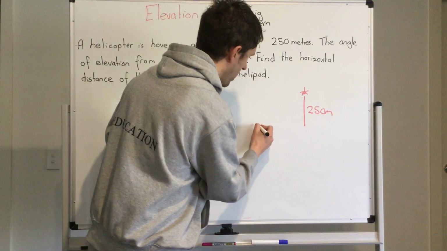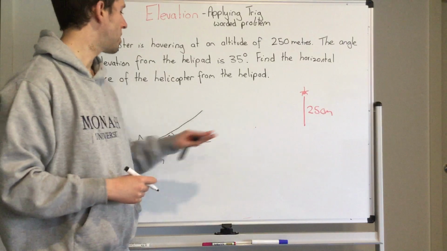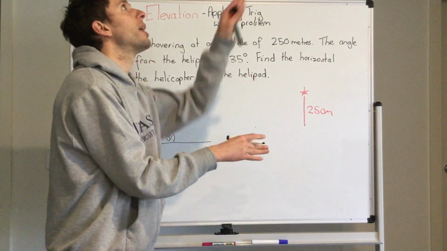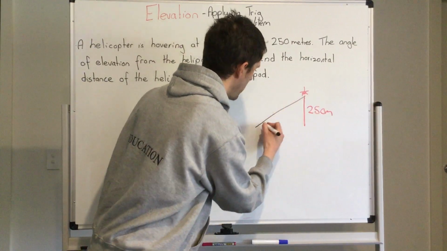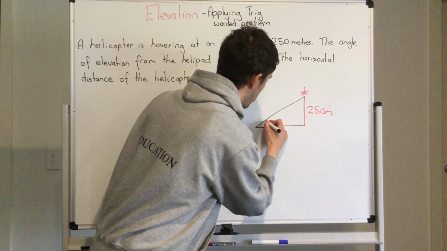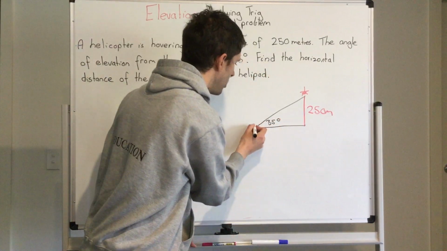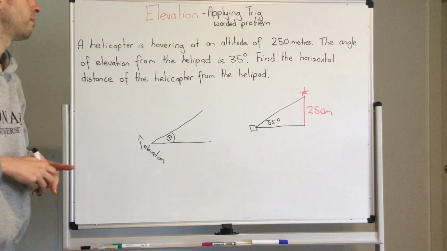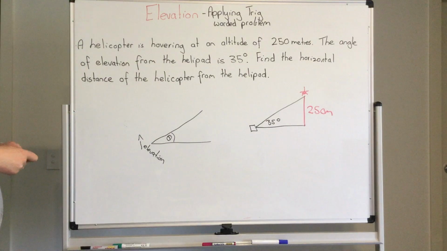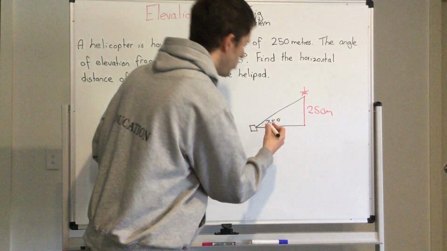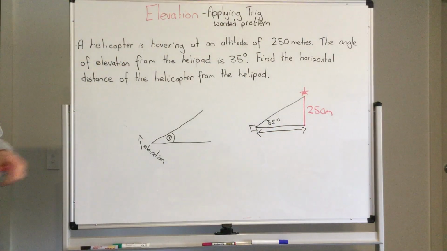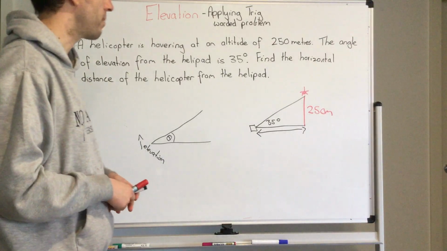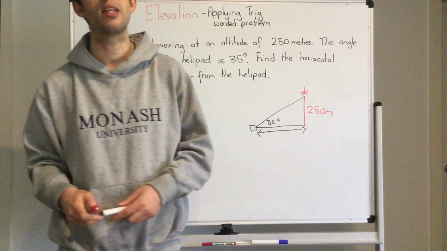So I've got a helipad. We're talking about elevation, so it's increasing. So we're looking up towards the helicopter. And that is 35 degrees, so this is the little pad. Find the horizontal. Remember, the horizontal is this distance here. Find the horizontal distance of the helicopter from the helipad. So we want to find out the distance away they are.